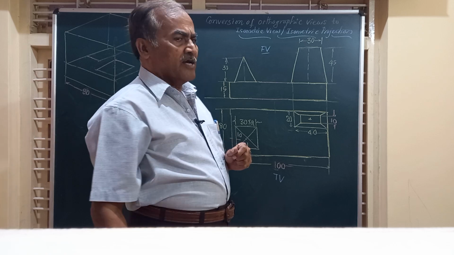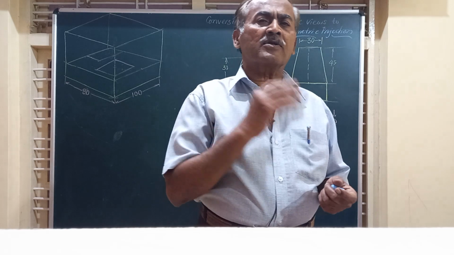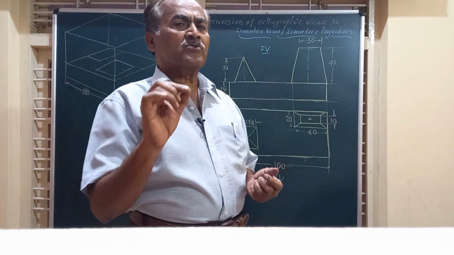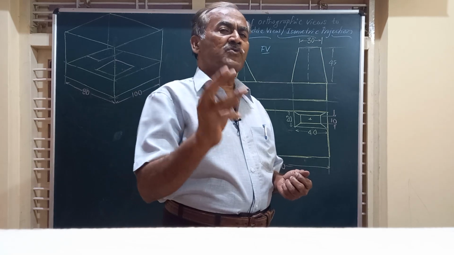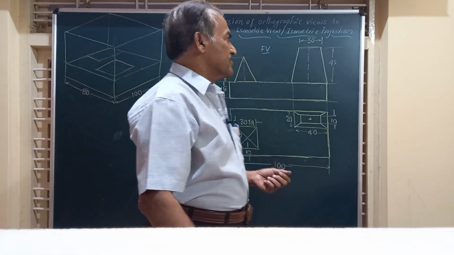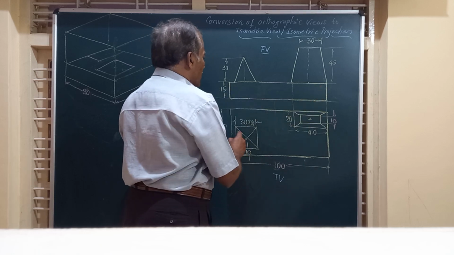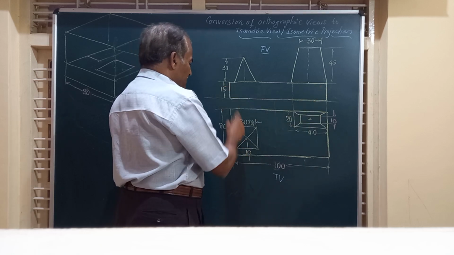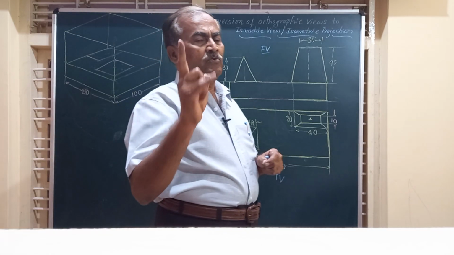Friends, I would like to inform you that in this particular video, you are going to learn the isometric view of three different objects. Which are they? Friends, if you see this, there is a rectangular block of height 15 mm and width equal to 80 mm. So that is one problem.